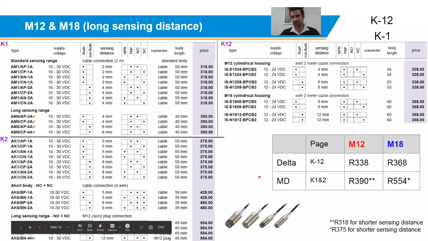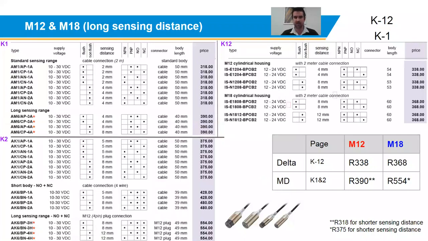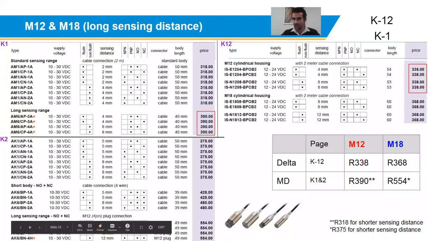If I look at the Delta and the MD proxies, the long sensing distance, as it's called, for shielded models is 4mm and non-shielded is 8mm. And the same with the Delta. So if I'm comparing apples with apples, I'm comparing long sensing distance MD versus the Delta brand. You'll note that you save quite a lot in terms of the list price on the Delta units if you're comparing long sensing distance with long sensing distance. Alternatively, you could go for the MD shorter sensing distance and get closer to that Delta price, but you sacrifice, obviously, on the sensing distance.